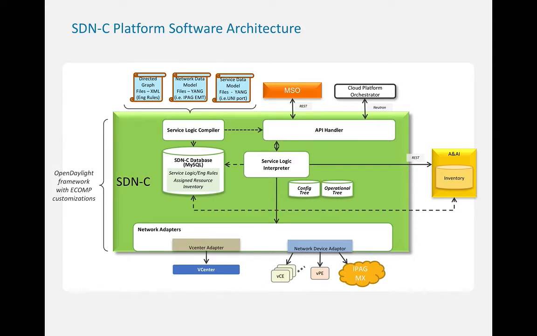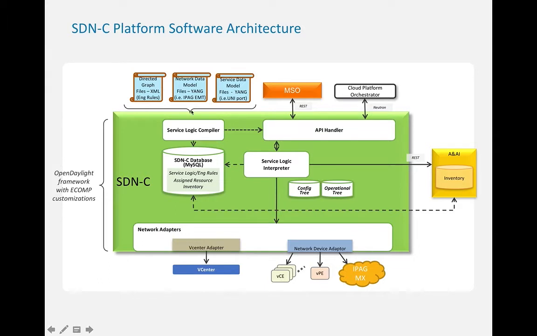directed graph files, which are in an XML format, which define the behavior of the platform. And then there are two types of Yang models which can be fed into the platform. There's network data models, which represent the data which is stored internally within what's called the config tree or the operational tree. And we'll discuss that more in a moment. And also the service data model, which describes the API exposed by the platform.